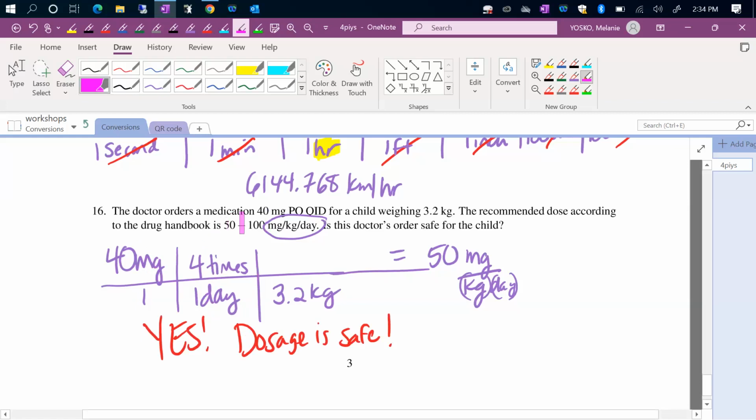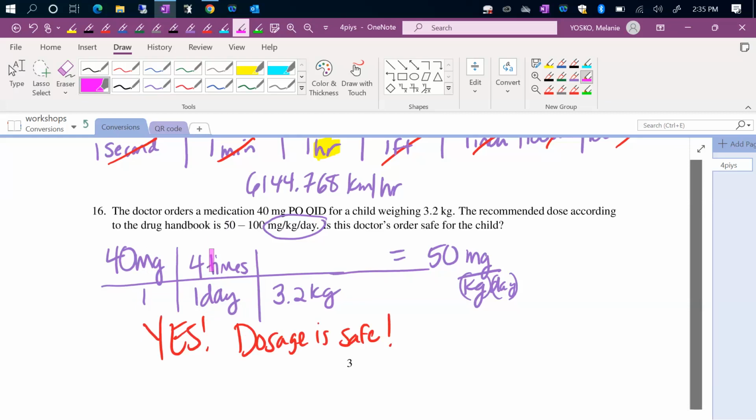We've determined that by giving him that dose, he's having 50 milligrams per kilogram per day, which is in the range. It's a safe dose. We multiply by 4 here, that changes it to a day instead of per dose. Does that make sense? The 4 there is essentially unitless. It's 4 times, but you could get rid of the times and just say that 4 is unitless.